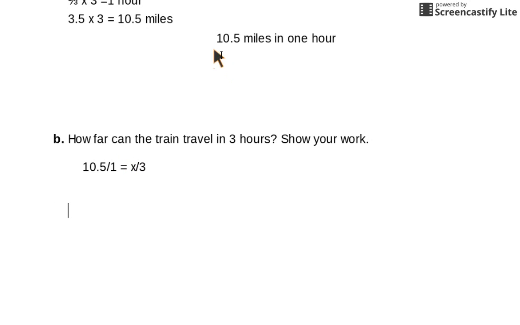Or we can just look at this again. 10.5 miles in 1 hour. So if they're asking how far it traveled in 3 hours, to go from 1 to 3, we multiply by 3. To go from 10.5 to the amount it traveled in 3 hours, we have to multiply that by 3. So 10 and 5 tenths times 3, that's going to give us 31.5.